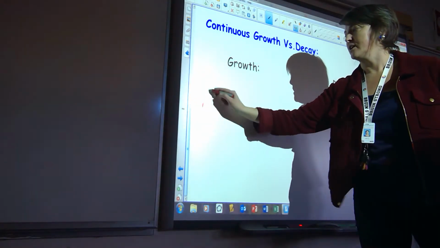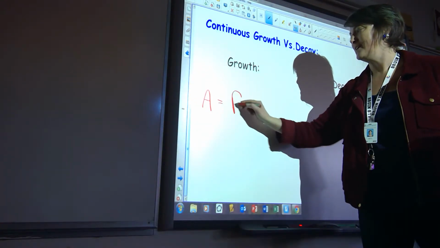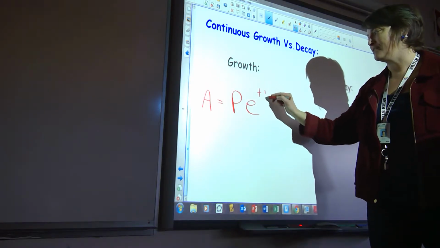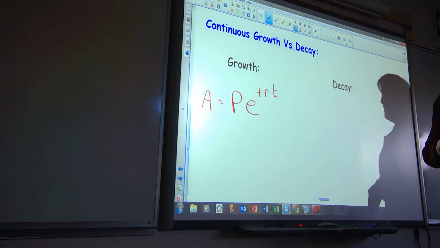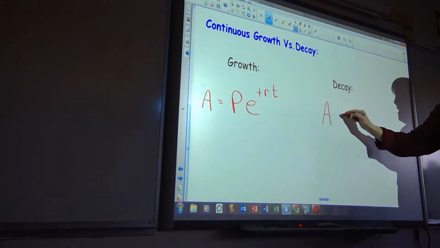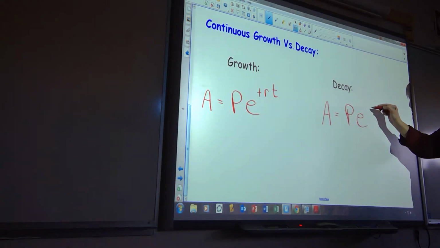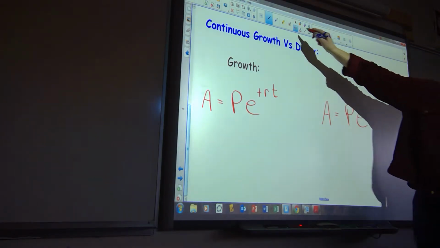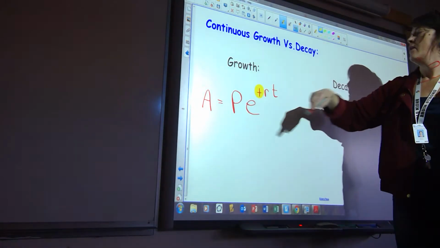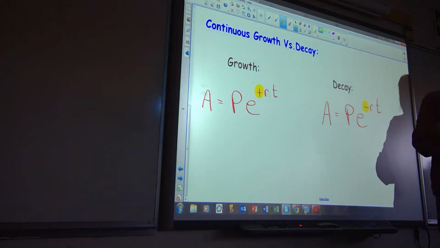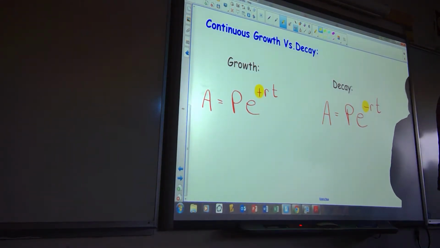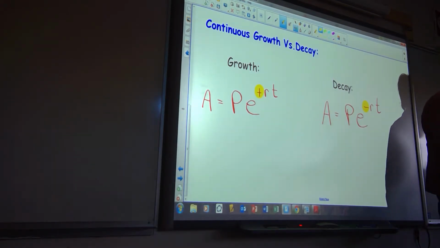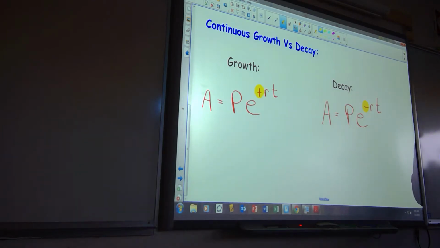So a growth equation would be A equals Pe to the positive rt. And the decay equation would just be A equals Pe to the negative rt. As I said before, the rate will never be communicated as a negative rate. You have to know from the other wording in the problem that it is decaying, and you have to put in the negative.